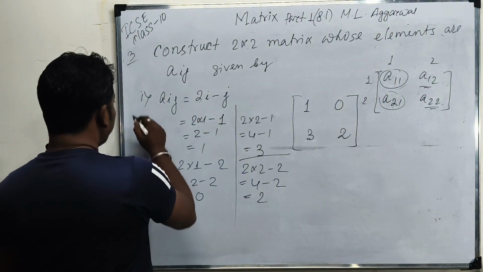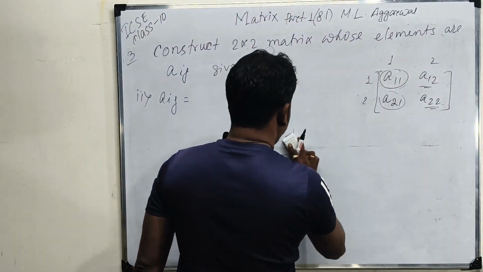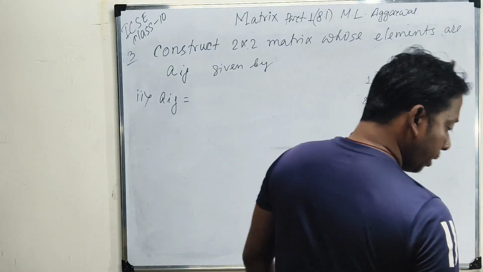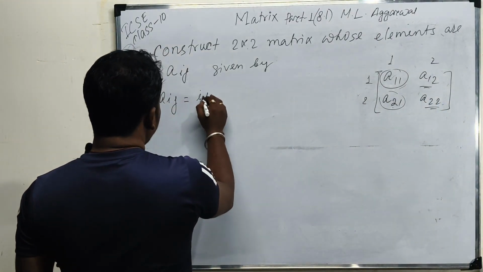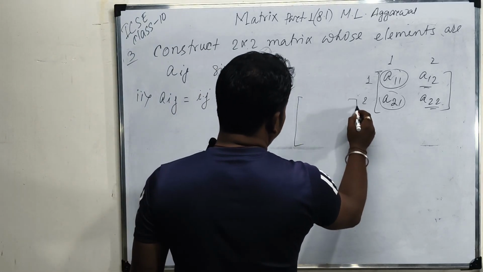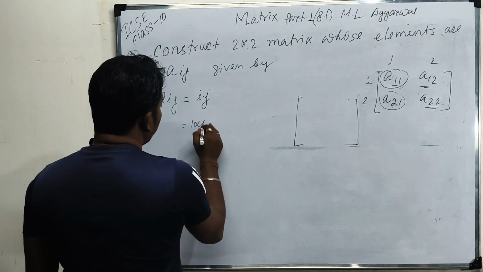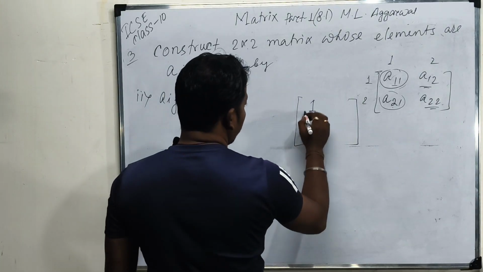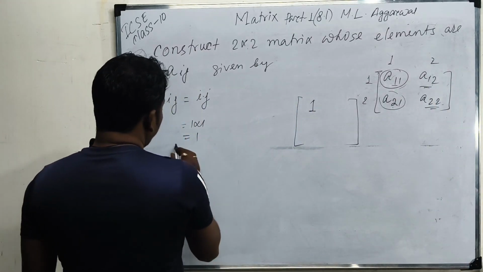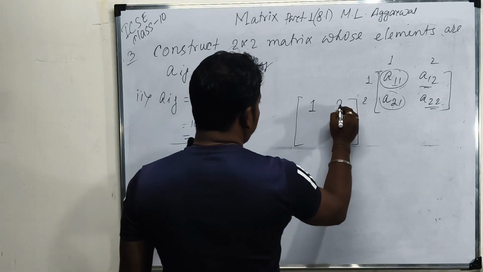Now question number 2. The value is given as i into j. Just putting the values here, the position A11 is i equals 1, j equals 1, that is 1 into 1 equals 1. Putting the value in A12, that is row 1 column 2, that is 1 into the value of j, which is 2, so place 2 here.